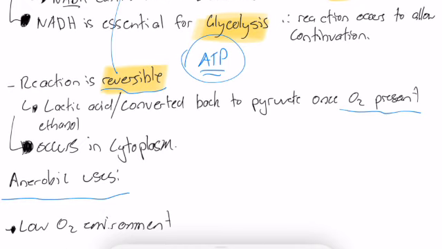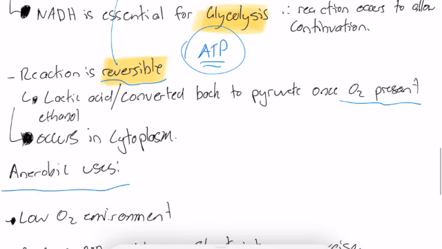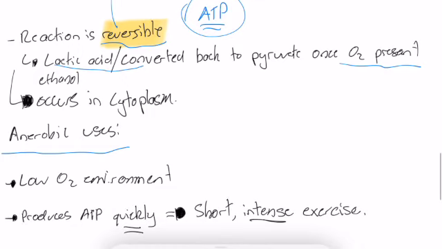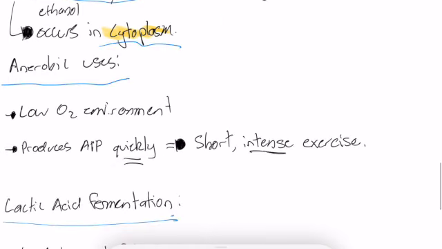So as I mentioned, oxygen present allows the conversion of that back into pyruvate. Additionally, we know it occurs in the cytoplasm. So in any particular cell, that's where anaerobic respiration will take place. So we know the uses of anaerobic respiration are as follows, particularly in that low oxygen environment.